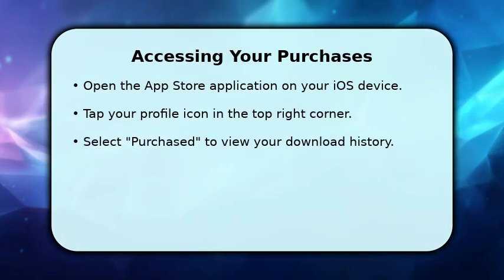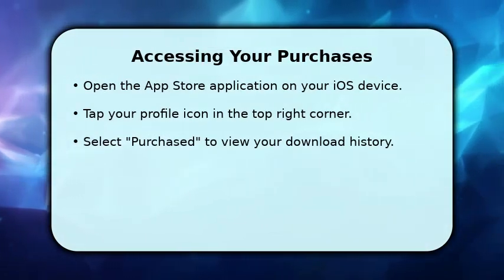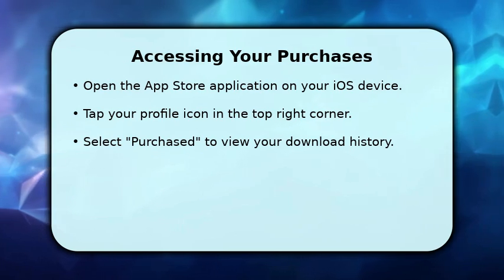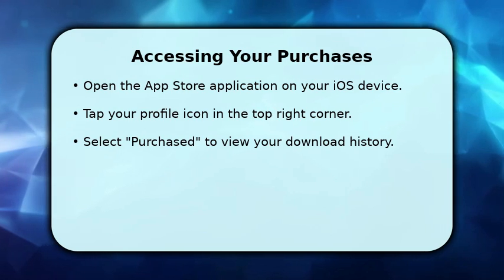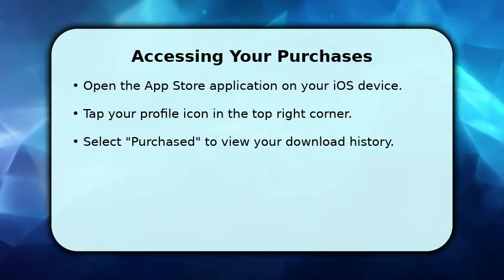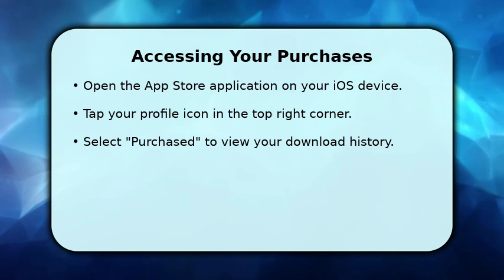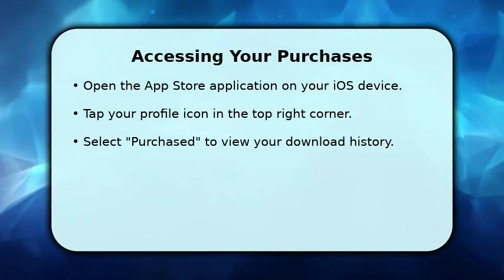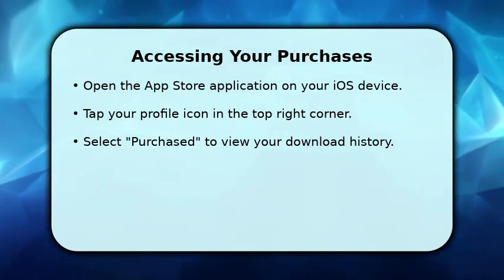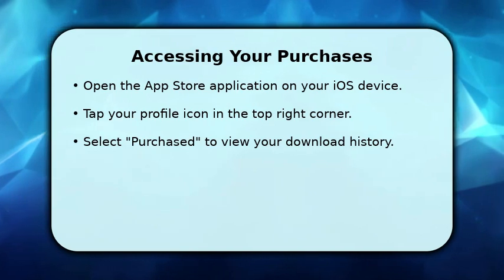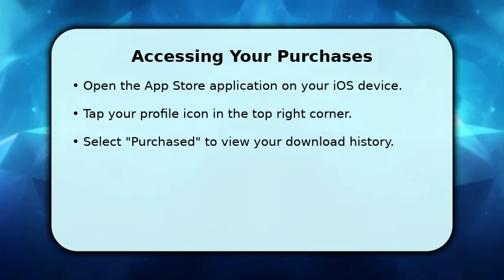Once in the App Store, tap on your profile picture located in the top right corner of the screen. From the Account menu, select the Purchased option. This section displays all applications you have ever downloaded or bought using your current Apple ID, even if they are no longer available for new purchases. Scroll through this list to find Angry Birds Epic.